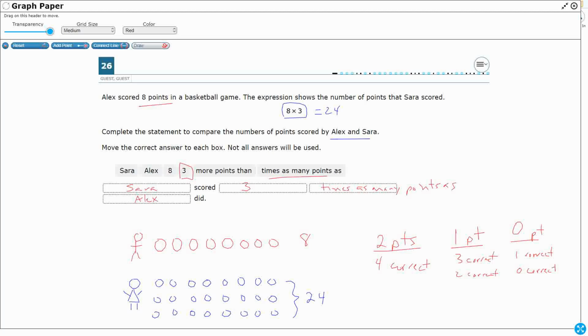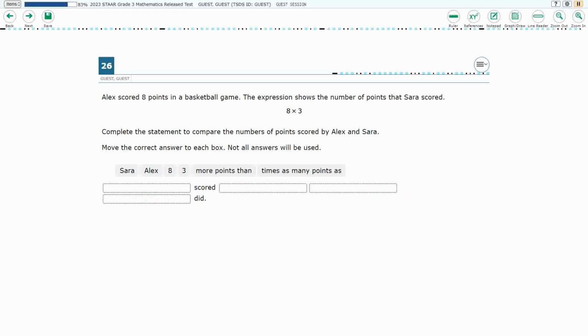Let's see if that makes sense. Sarah scored 3 times as many. He scored 8. So 24 is 3 times as many as 8, as Alex. Yeah, this sentence here does represent what we just drew. We can't say Alex first because he did less than, and so we have to put Sarah first. So I'm going to put Sarah. Alex goes there. What did Sarah score? Not more points, but 3 times as many points as Alex. That's how we get full credit, 2 points for this question.